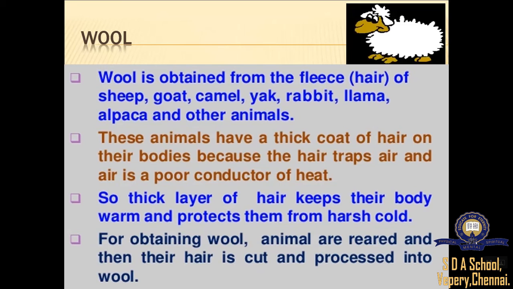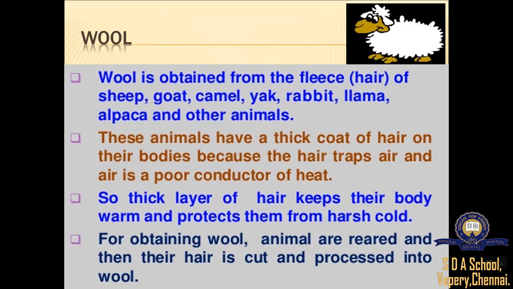Shearing. In India, the sheep are generally shorn twice: one in spring, another in autumn. A couple of days before shearing, the animal is washed thoroughly with water in order to remove all the dirt particles present in the wool of the animal. So they are called washed wool.